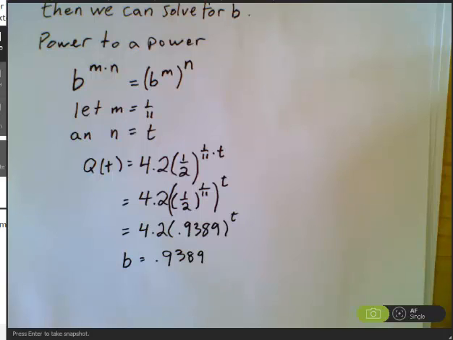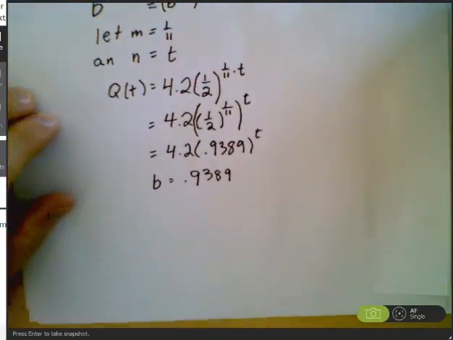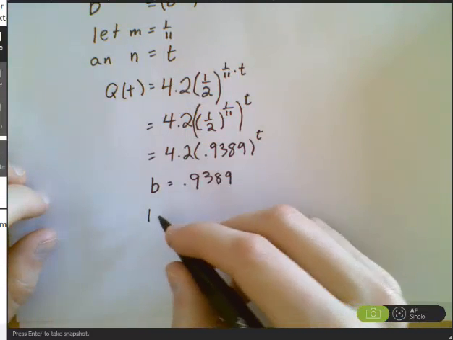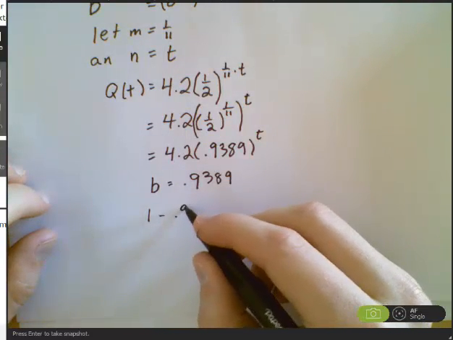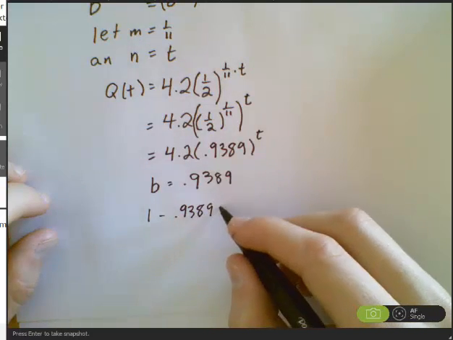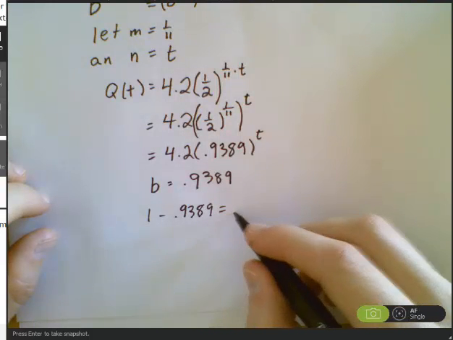Then it says to explain its physical significance. Well, since b is less than 1, we know that this is a decaying growth factor. And to find out its physical significance, we would find out the percent change, or the rate that the substance is decaying. To do that, we look to see how far away b is from 1, and so we would take 1 minus 0.9389, and that's going to equal 0.061.